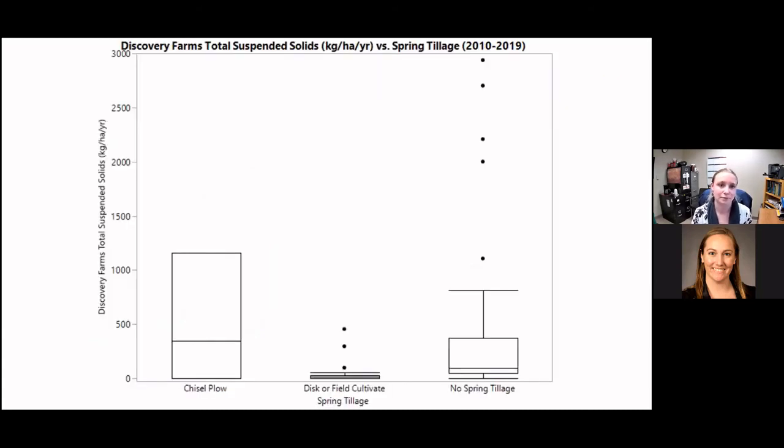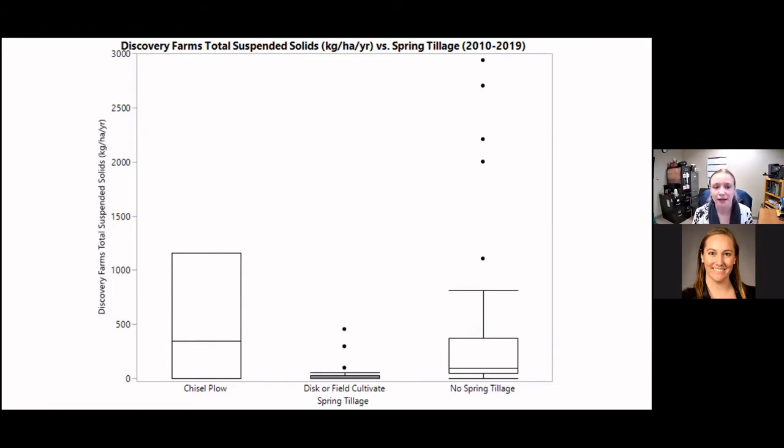And then a similar line of thinking here with spring tillage. We see that the type of spring tillage has an effect on total suspended solids yield. The chisel plow has some of the highest total suspended solids yield. Here we have it ranging from 0 to 3,000 kilograms per hectare per year, just to give a sense of the range of this figure. So chisel plow does seem to cause the most total suspended solids yield, compared with the other two types of spring tillage here. Disc or field cultivate has the lowest.